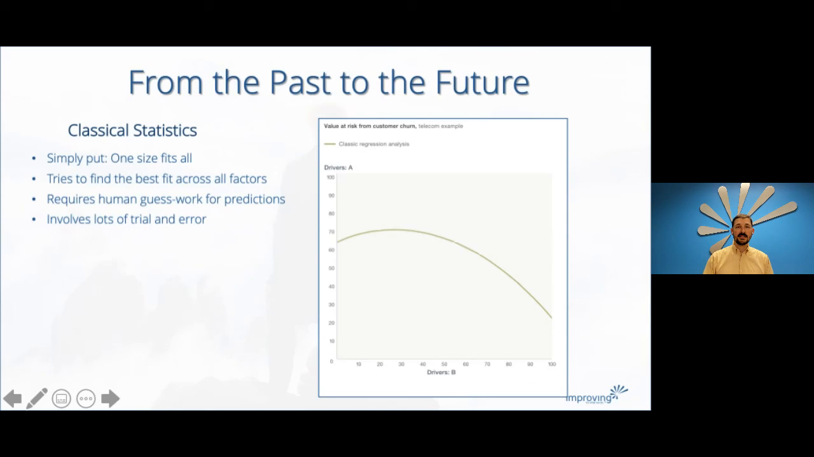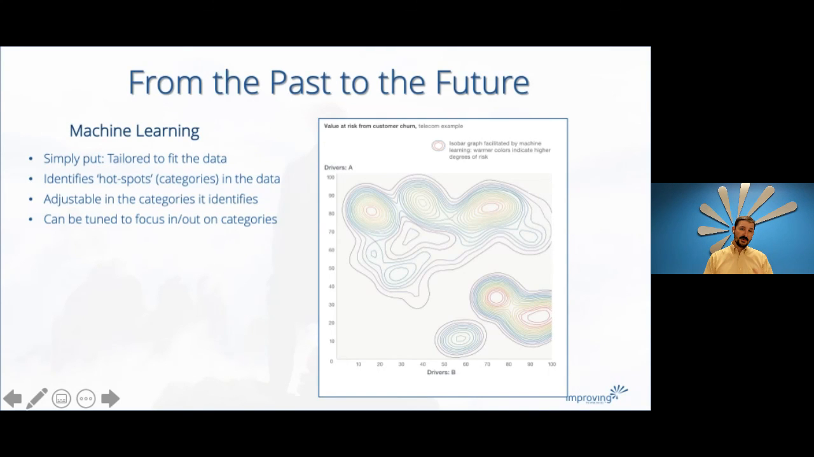With classical statistics, you can put together some data, you can graph it out, and you get a slope, in this case, that measures risk of customer churn, the amount of money at risk for customer churn. And you get a graph that looks like this, and you go, okay, so based on driver A and driver B, we've got a significant amount at risk at the top of that curve. But if we use machine learning, we can tailor it to specific groupings and structures and clusters of that risk, creating a map that looks like this.